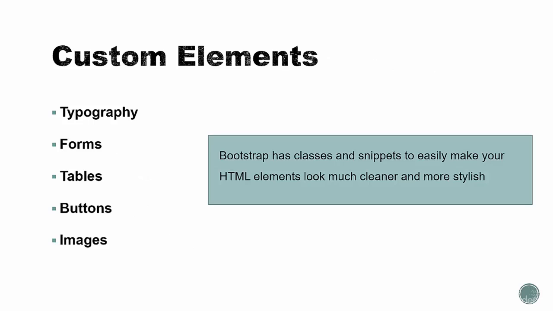So Bootstrap gives us a ton of custom elements and snippets to work with. If you go to getbootstrap.com, you can see that. We'll look into that in the next video. But you can simply copy and paste these things into your HTML, and they'll give you really nice looking elements. So typography, forms, tables, buttons. There's certain image classes where you can easily add borders or resize the image or whatever you want to do with it.